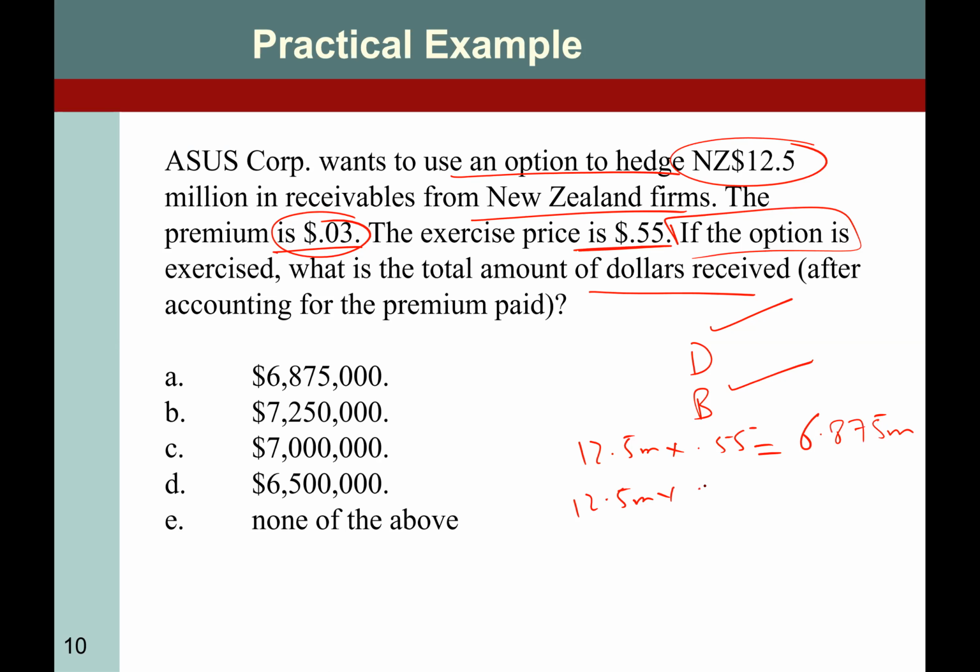And the cost should be added or decreased? Decreased. How much? Let's talk about this. 12.5 million multiplied by 0.03. 0.375 million is going to be less from here. So answer would be 6.875 minus 0.375. Answer is 6.5 million.